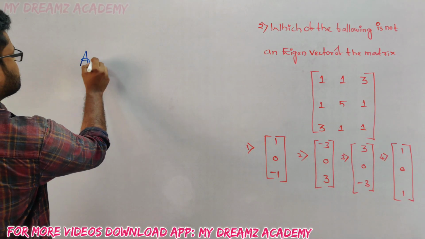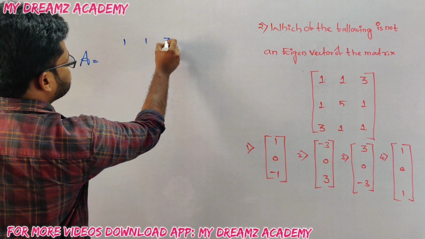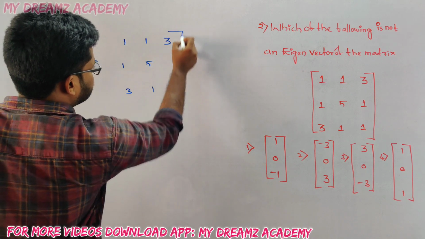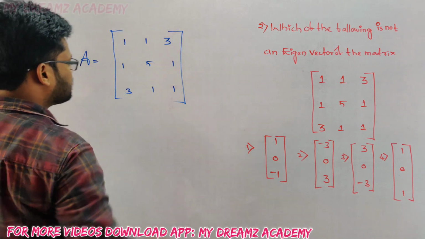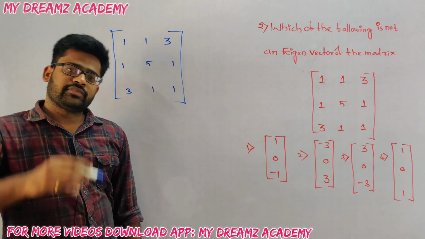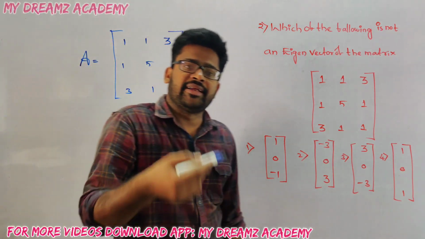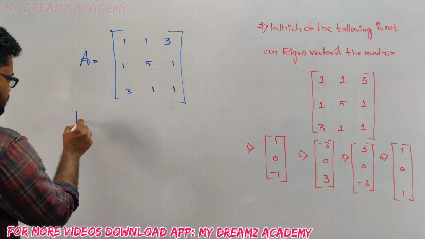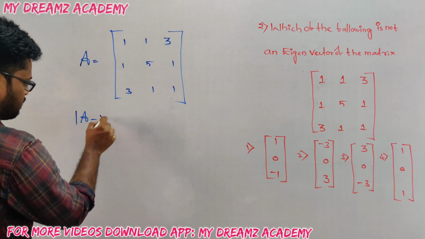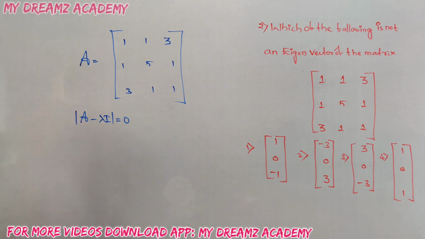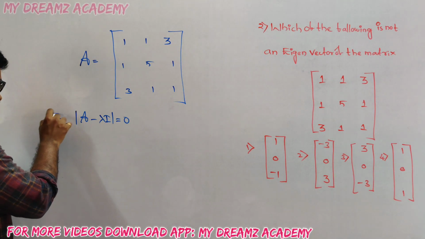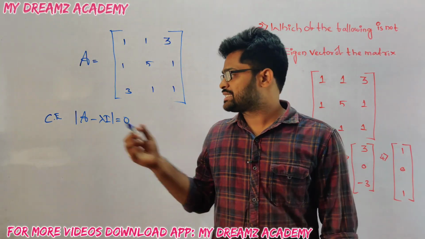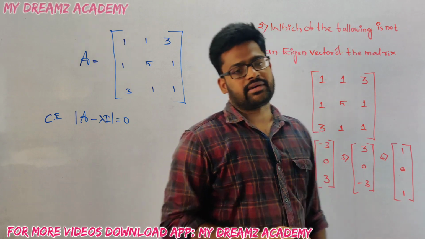Matrix A is equals to 1 1 3, 1 5 1, 3 1 1. So we need to calculate eigenvalues for this one, then after eigenvectors corresponding to eigenvalues. Okay, so first we need to calculate eigenvalues. So eigenvalues will be calculated like this, that is A minus lambda I is equals to 0. This is nothing but characteristic equation. The roots of this characteristic equation are called as eigenvalues.